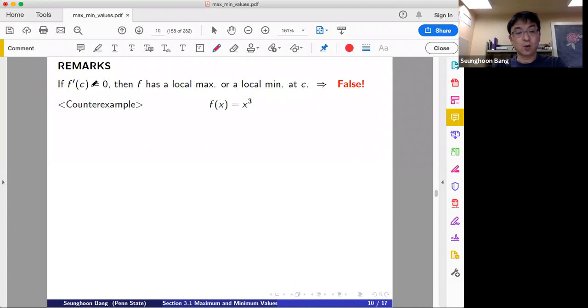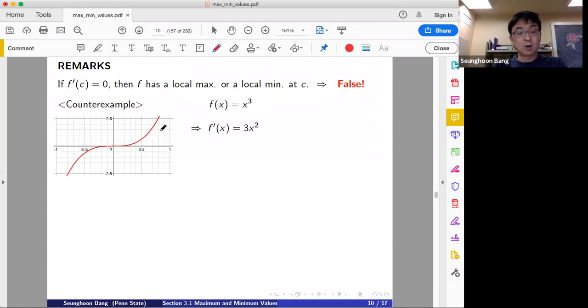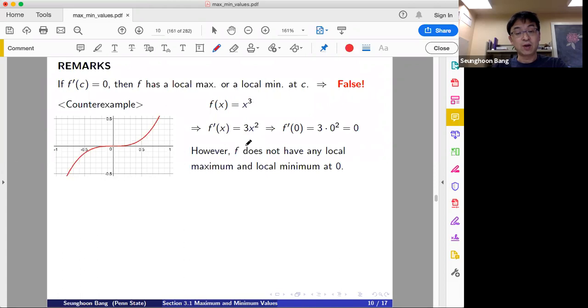Unfortunately, false. Why? We have a counterexample: f of x equals x cubed. The graph is like this. What's f prime of x? f prime of x is the derivative of x cubed, 3x squared. You plug 0 into x, 3 times 0 squared is 0. However, f does not have any local maximum or local minimum at 0. Nothing, but we have a horizontal tangent line at 0. So, false. Really be careful. One more statement.